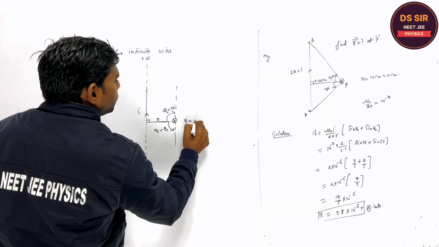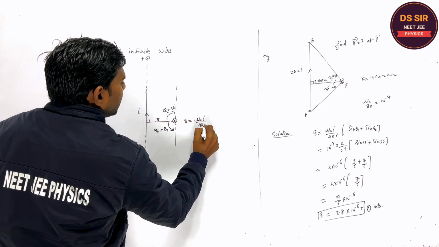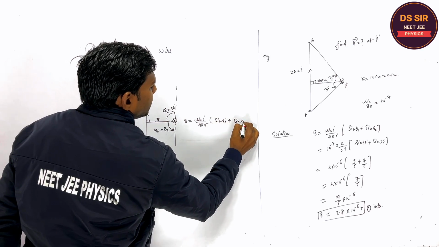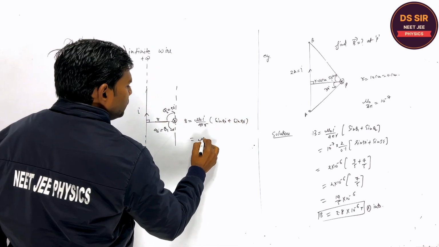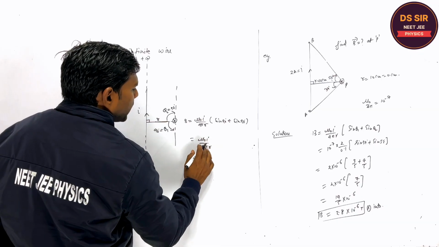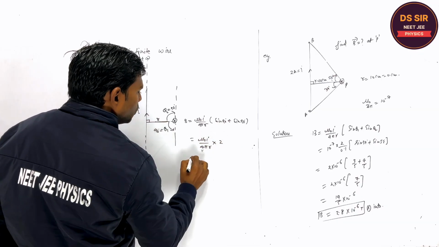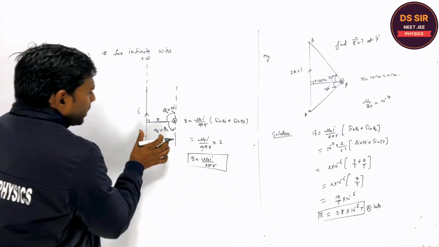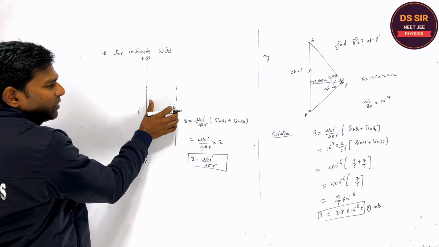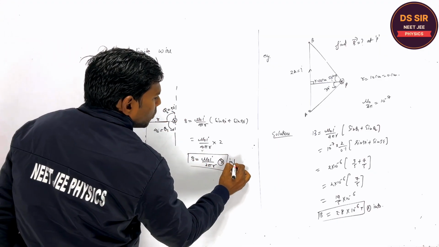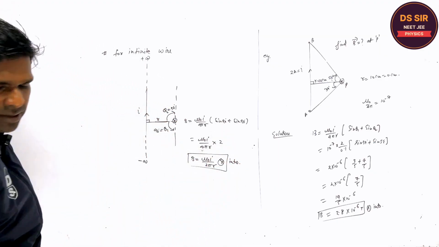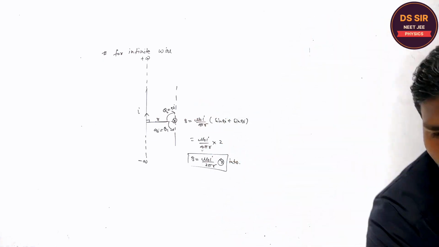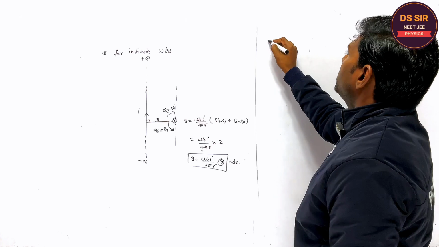So B is μ0 I upon 4π R (sin 90 plus sin 90). That is 1 plus 1, so 4π R into 2, it becomes μ0 I upon 2π R. And the current is in the upward direction, so the magnetic field on this side will be into the board. Copy this. So this is the magnetic field due to the infinite wire. Now we can discuss the semi-infinite wire.